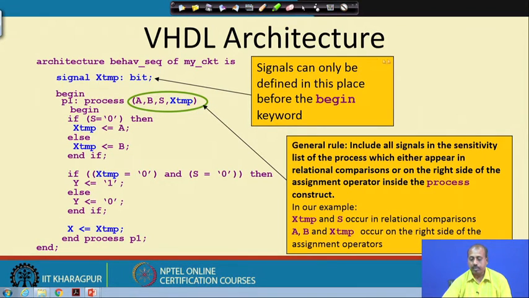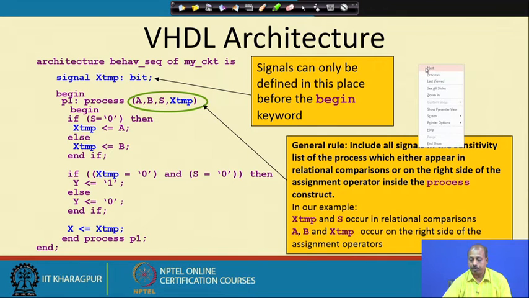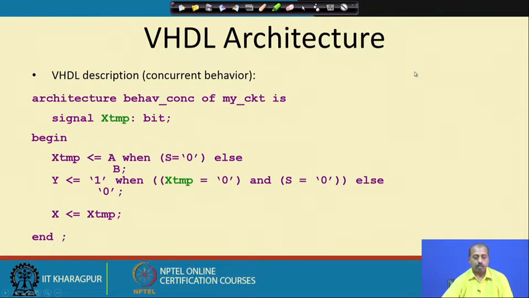Okay. So, that is the point of the sensitivity list. In our example, x temp and s occur in relational comparison, and a, b and x temp occur on the right side of the assignment operators. So, they are all part of this symbol. So, that was the sequential description.